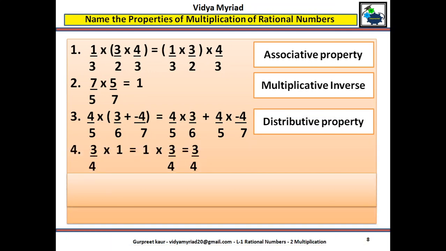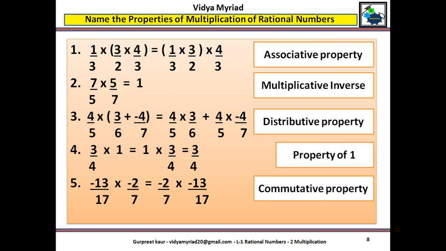Next example, 3 upon 4 multiplied by 1 is equal to 1 multiplied by 3 upon 4, which is equal to 3 upon 4. That means your answer should be 3 upon 4. Of course, when you multiply any rational number with 1, your answer will remain the same rational number. So this is the property of 1.